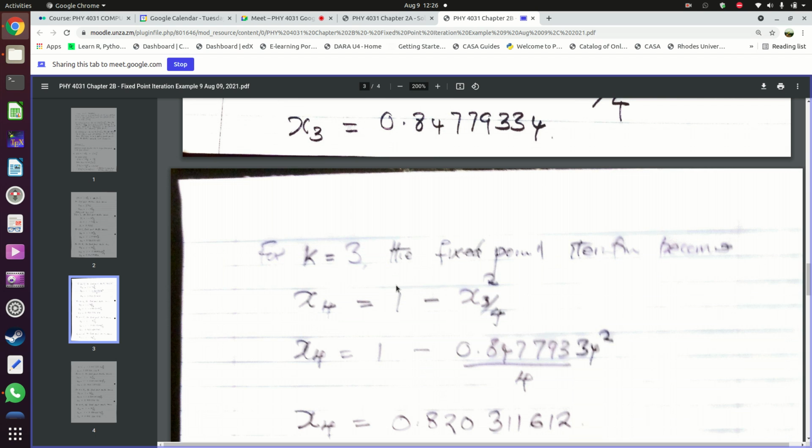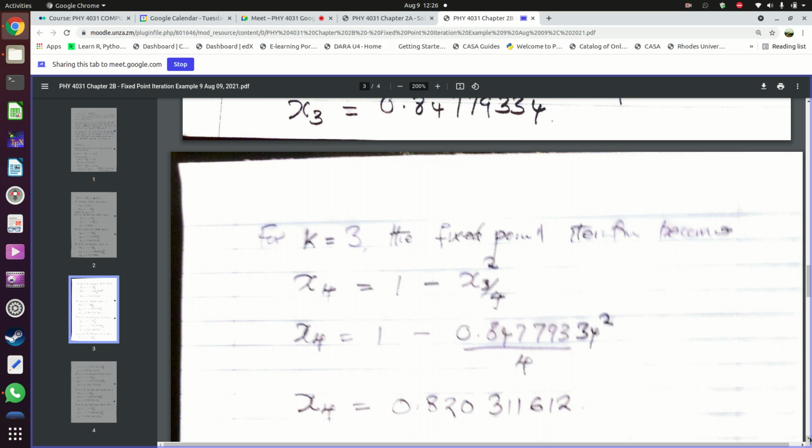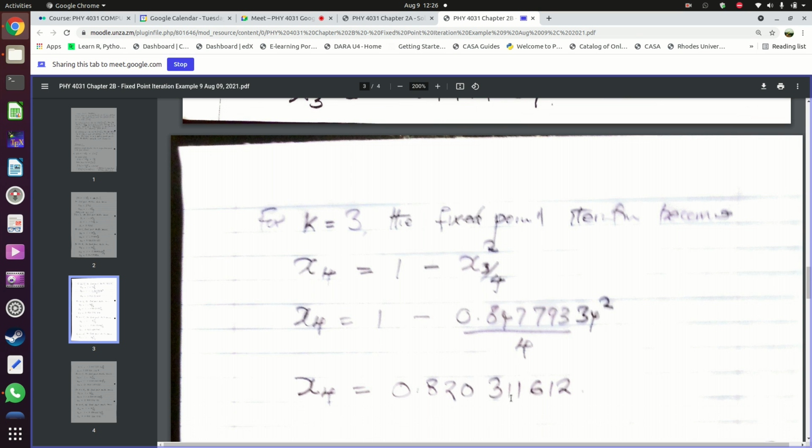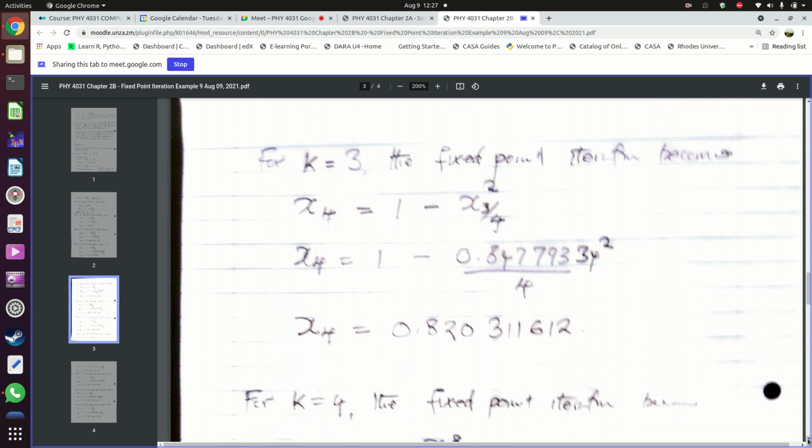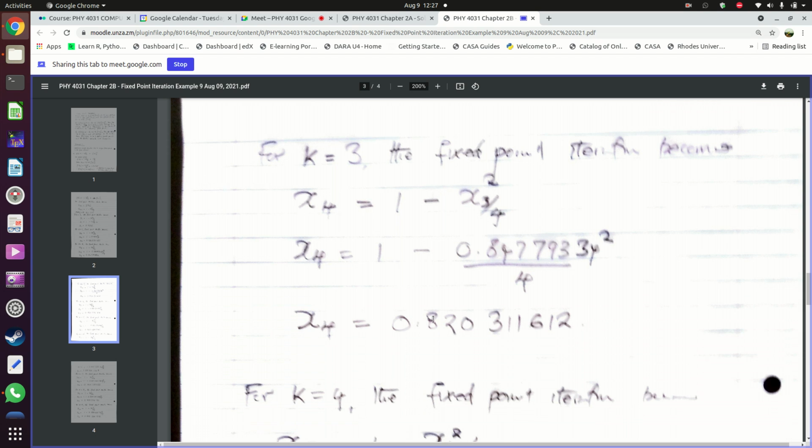Okay. Then for k equals 3, our iteration formula, x4 becomes 1 minus x3 to the power 2 divided by 4. Then we put in this value of x3, which we have, squared divided by 4. So we end up with x4 equals 0.820311618. One of the things you see, which has started to happen, is that the first digit, the 8, has stopped changing. This 8 is what you also have here. So the 8 has stopped changing. You see that?